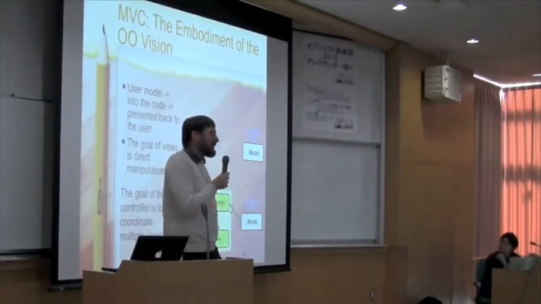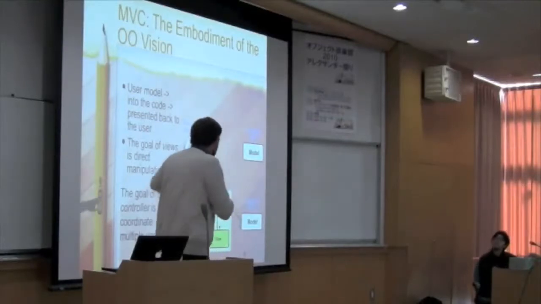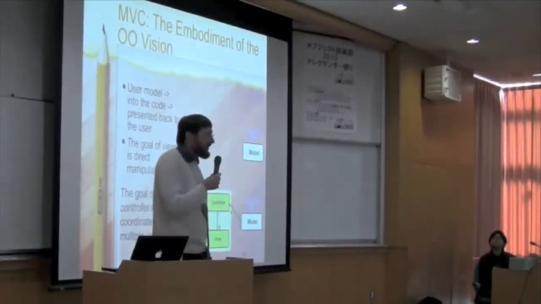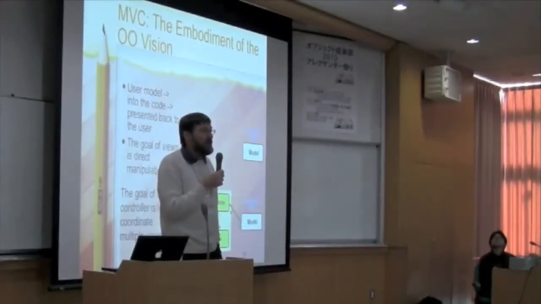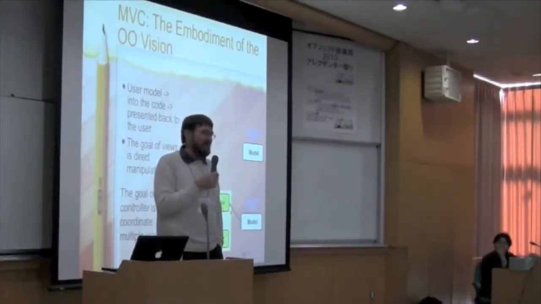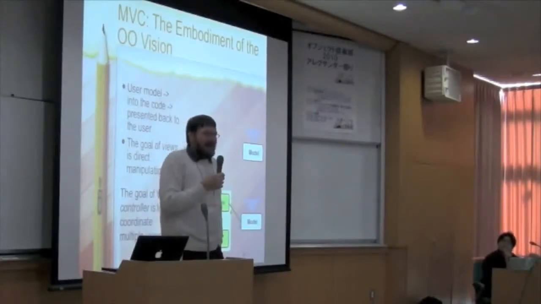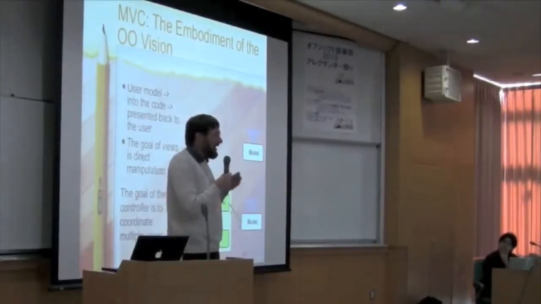Now these days, Trygve is the inventor of Model View Controller. He and I have been calling it Model View Controller User. The user is the forgotten object and the most important one. And that's a very important part of the architecture.